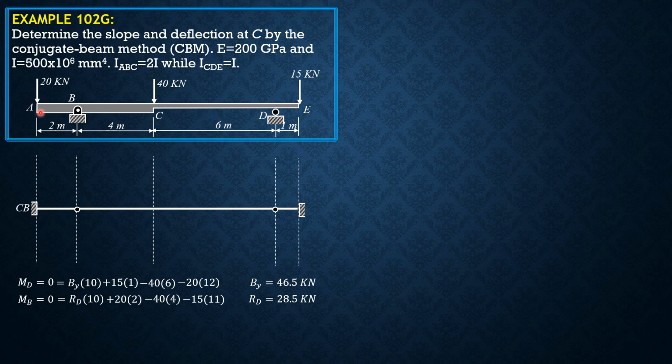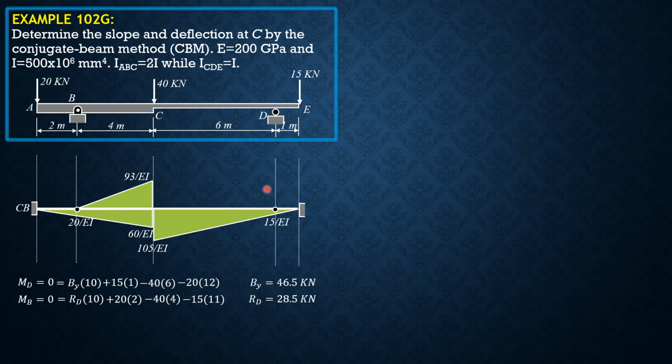For moment, 20 times 2 is 40, but the moment of inertia is 2. Divide by 2, so it is just 20 here. 20 times 6, 120, divide by 2, so 60 over EI. So here, this is 20 over EI. Then due to 15, due to the reaction, 46.5 times 4 divided by 2, so 93 over EI. And due to 15 times 7 over 1, so 105 over EI. And 15 times 1, 15 over EI here. Due to the reaction, 28.5 times 6 is 171 over EI.